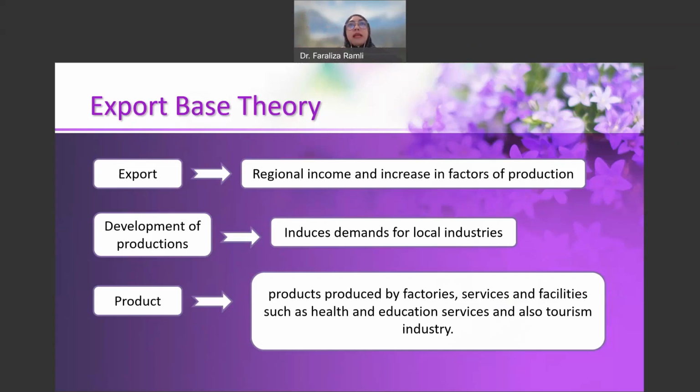Regional income and increase in factors of production. So we focus on income and also the increase for the region, and then development of production. It induces demand for local industry. Of course, they have to produce products from a factory, or services and facilities such as health, education services, and also the tourism industry. It depends on the type of industry and the services delivered.